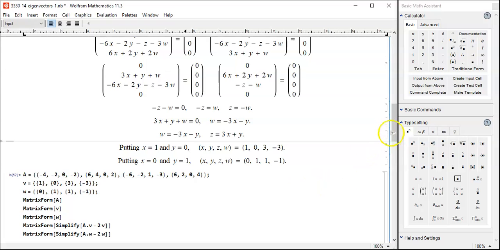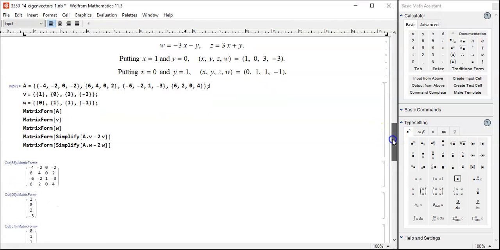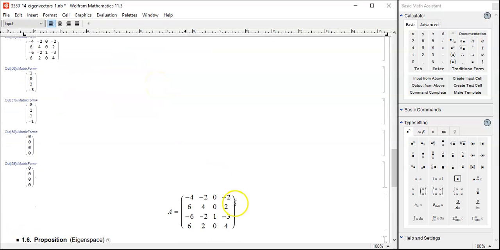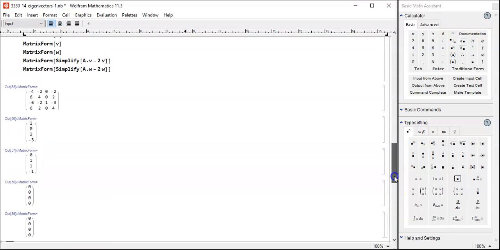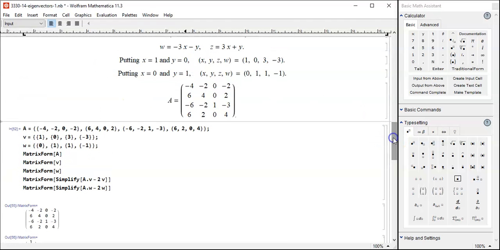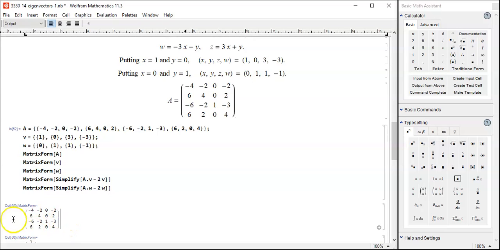Okay, welcome back, students. I completed writing the Mathematica program here. It's not a program, just some coding. Anyway, the matrix I'm looking for is this matrix. Let me copy and paste it over here. And then you can define it using the Mathematica command by each row. Each row: negative 4, negative 2, 0, negative 2, 6, 4, 0, 2, and so on. And then you can check the matrix form by this command, MatrixForm of A, and this is what it spits out, and please check.